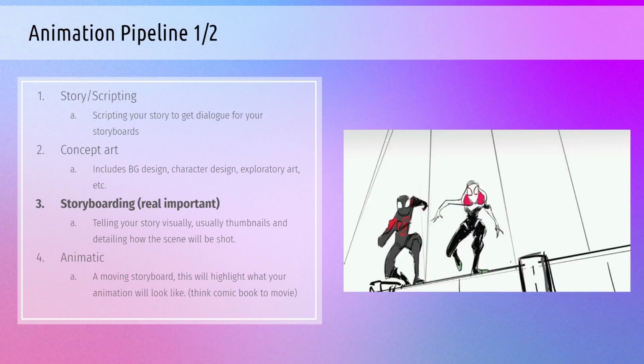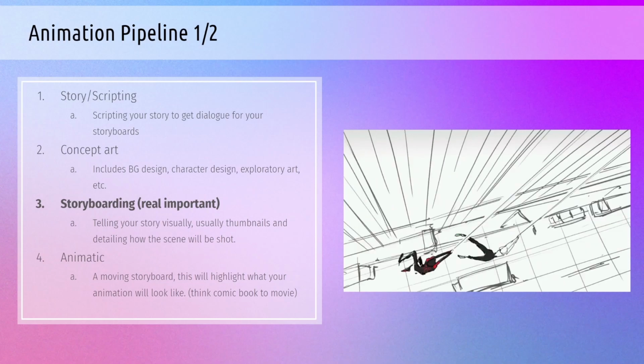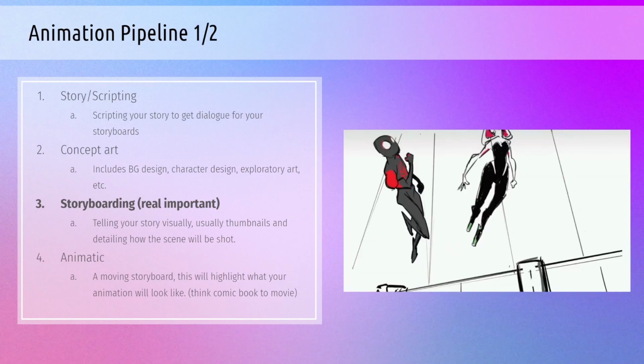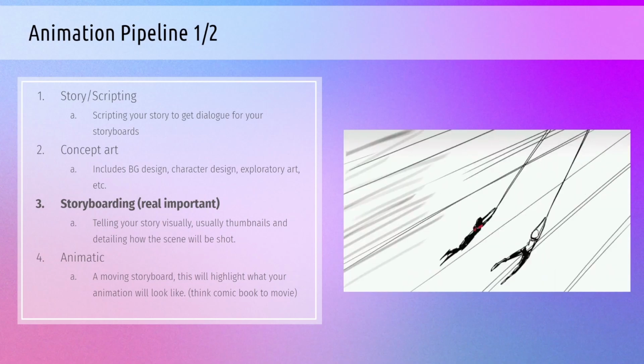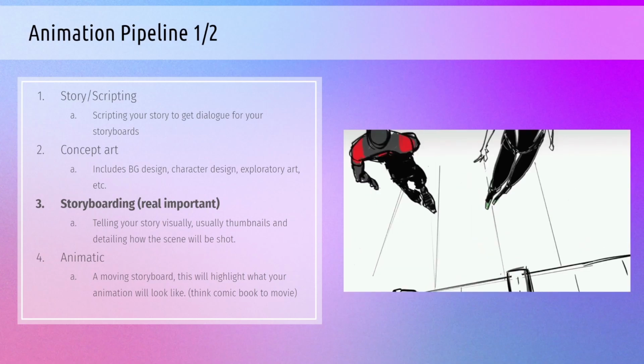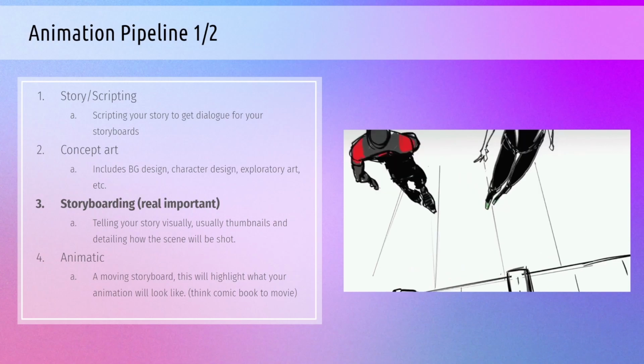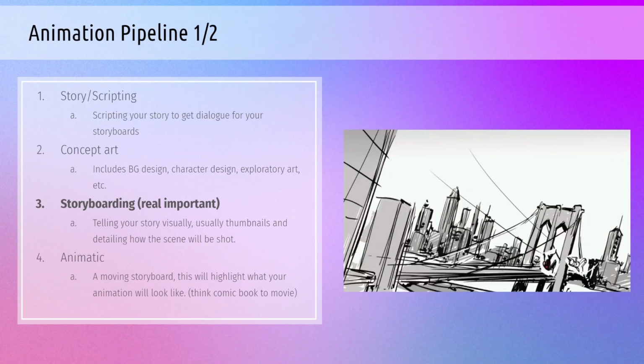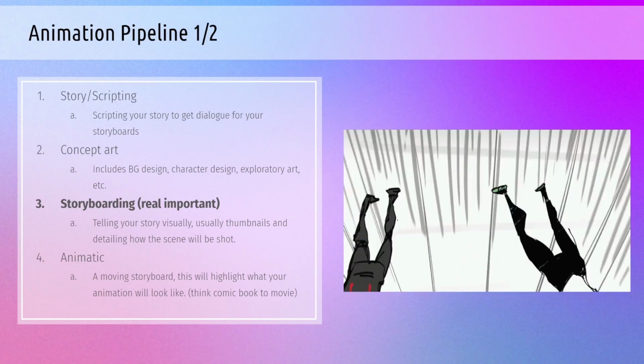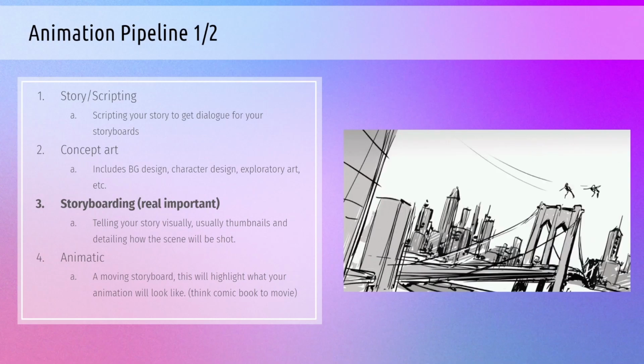This is an example from Spider-Verse, and we see, oh, this is what's going to happen when Miles and Gwen start swinging. This is how the animator should animate it. While of course the final animation won't always look exactly like this, it's a good starting point to start your animation in.